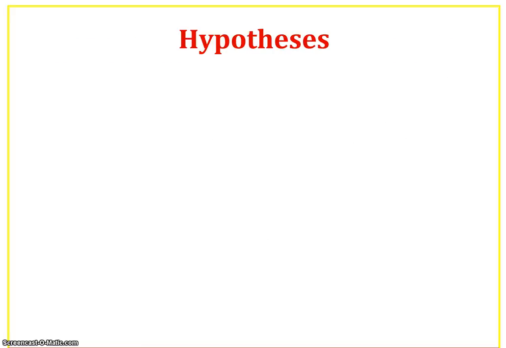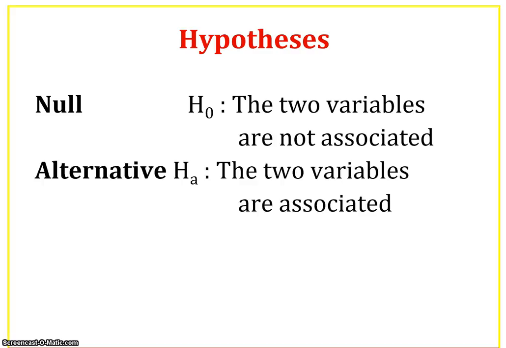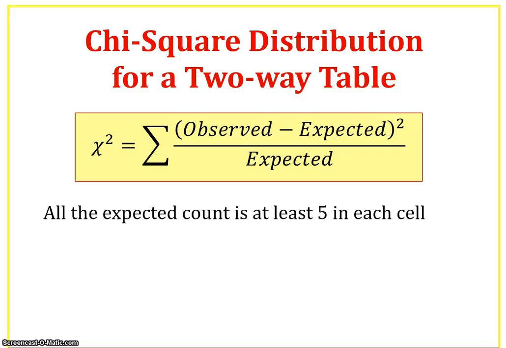For the hypotheses for a test of association, the null is always going to be that the two variables are not associated. And the alternative hypothesis, H sub A, is that there is an association between the two variables. The chi-square test statistic that we are going to calculate is going to look exactly like the one that we used for a goodness of fit test. The difference here is that we're going to have a different way of finding the expected cell counts. But similarly to before, we're going to need all the cell counts to be at least 5 for us to be able to use a chi-square test.